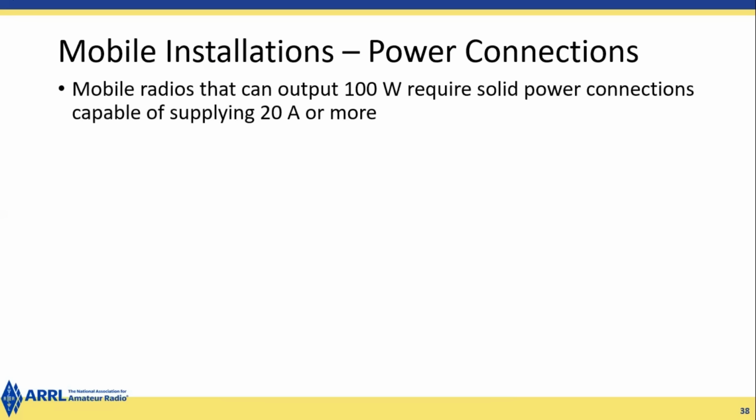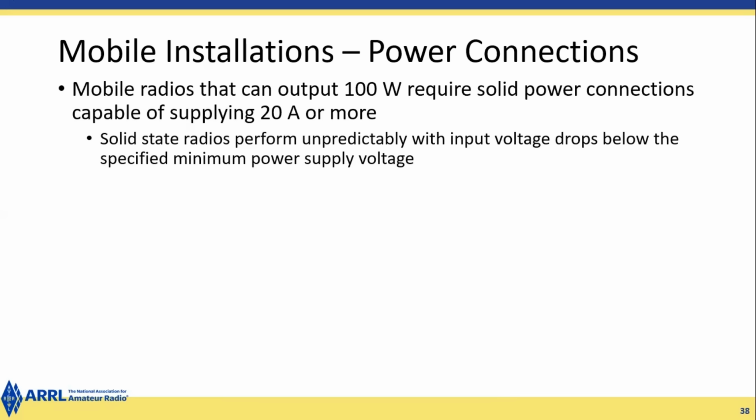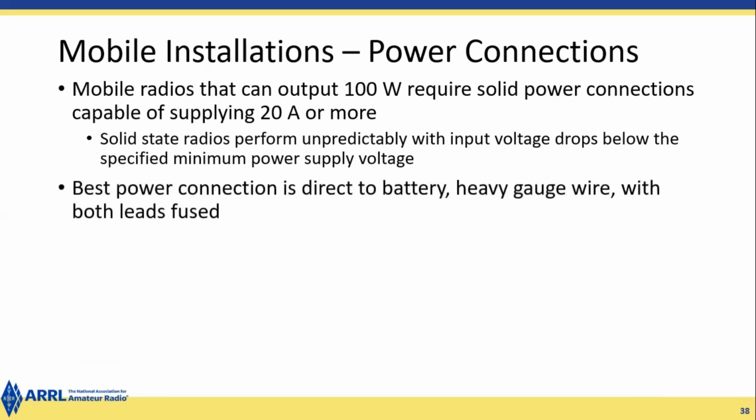Mobile radios can produce output of about 100 watts. That output of 100 watts requires solid power connections capable of supplying 20 amps or more. Solid state radios perform unpredictably with input voltage drops below the specified minimum power supply range. The best power connection is a direct connection to the battery with heavy gauge wire with both of the leads fused.